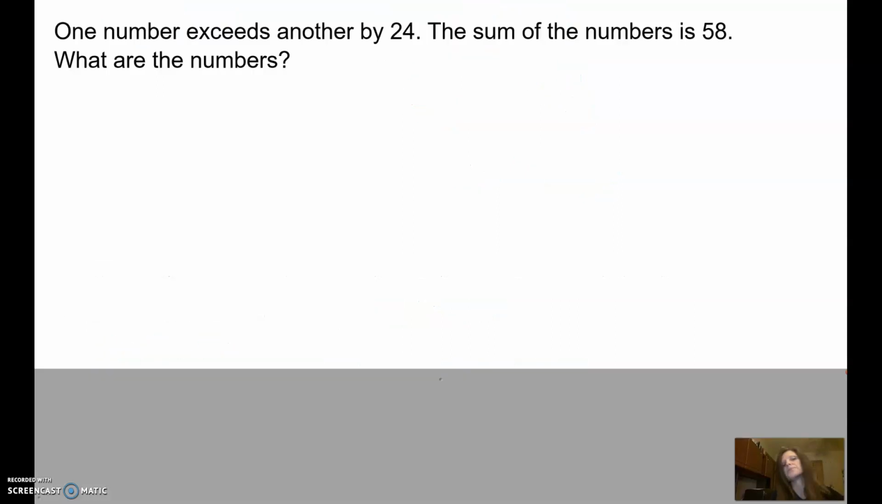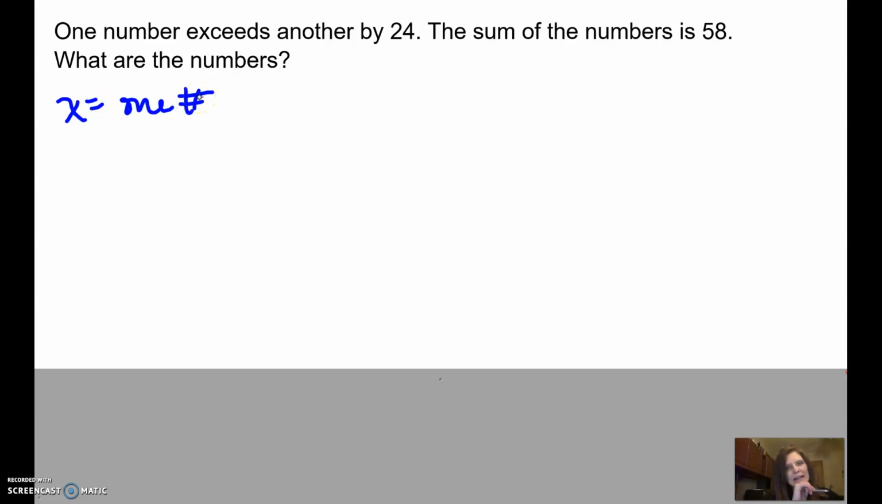I have a couple more. This next one says one number exceeds another by 24. The sum of the numbers is 58. What are the numbers? Okay, so I have a little bit of an issue here. I'm asked to find two different numbers, but we've only been working with equations in one variable. So I'm going to just let x be one number.